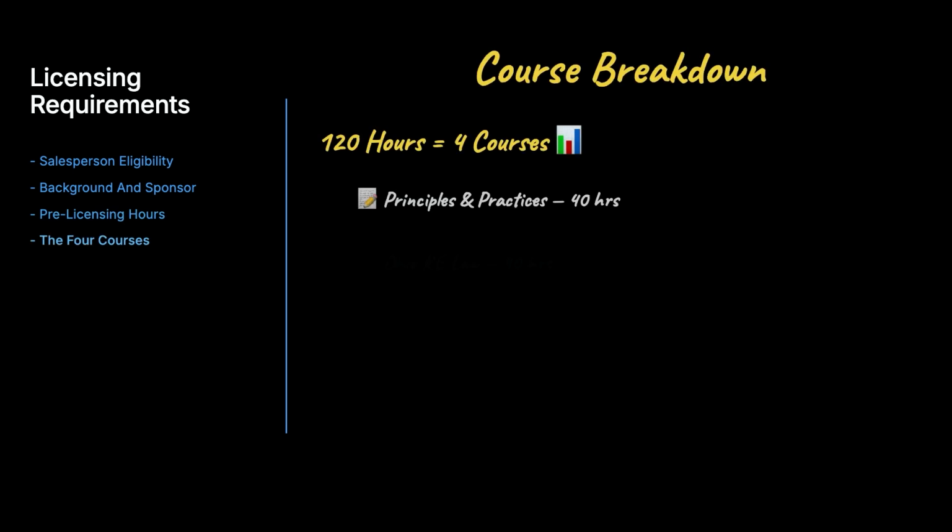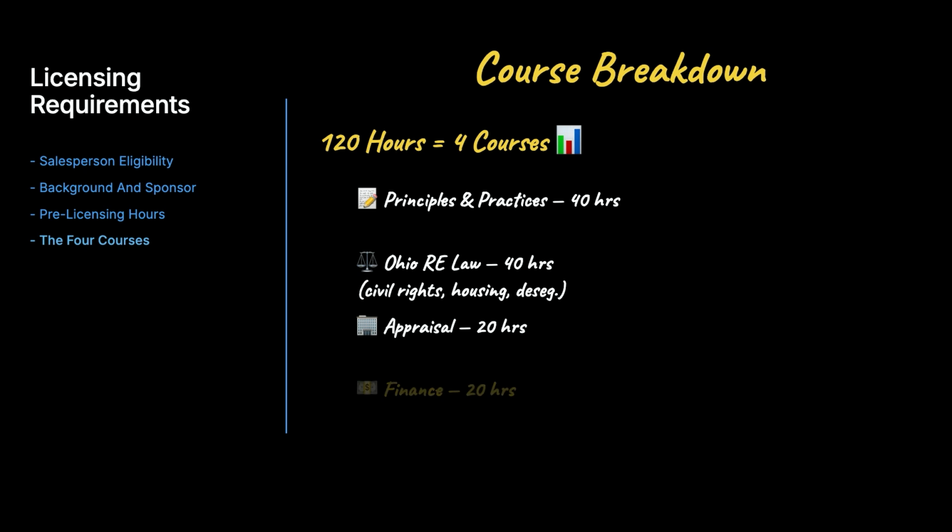Those 120 hours split into 4 courses. 40 hours cover principles and practices. Another 40 cover Ohio real estate law, including civil rights, housing discrimination, and desegregation. 20 hours cover appraisal, and 20 cover finance. Always confirm the current course split, since Ohio recently updated these education requirements.